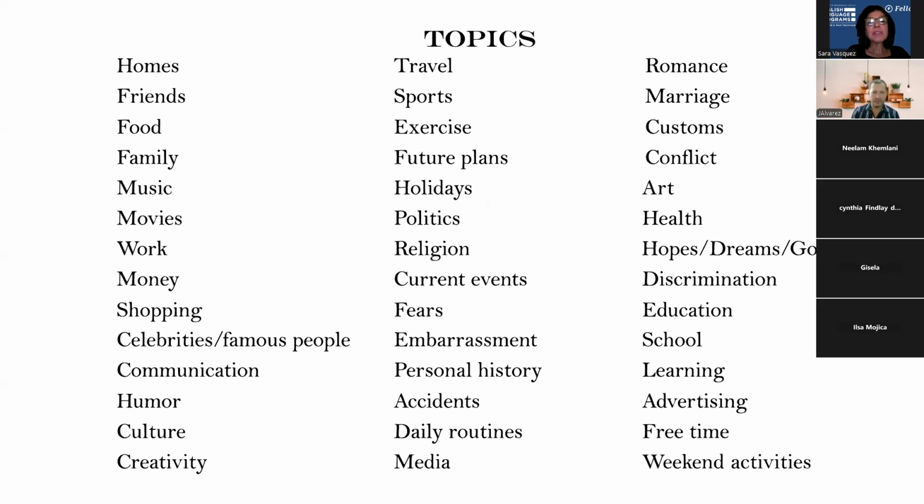Choose a topic of your choice and jot it down. Take a look. Maybe I would choose holidays because I like holidays. I like communication. I like humor. I like culture. You just choose one that appeals to you.